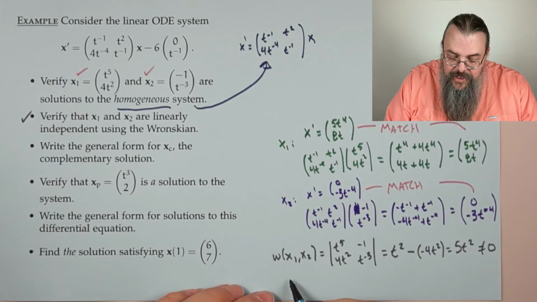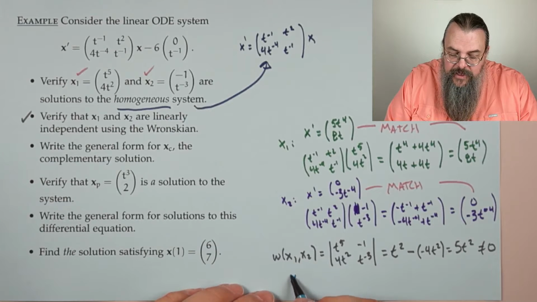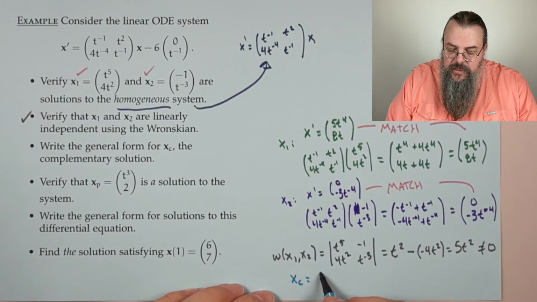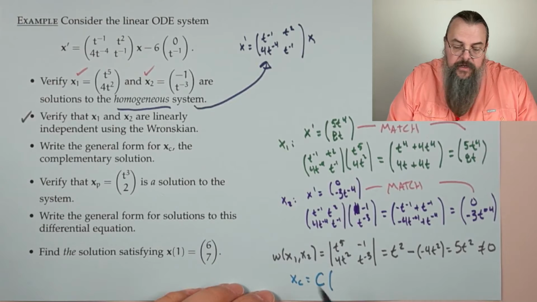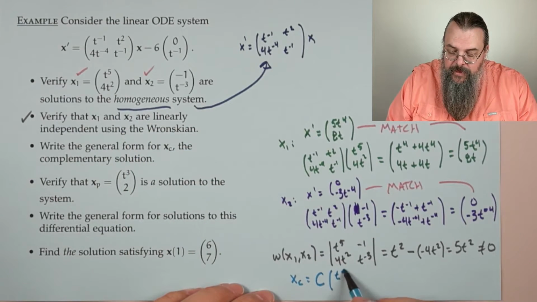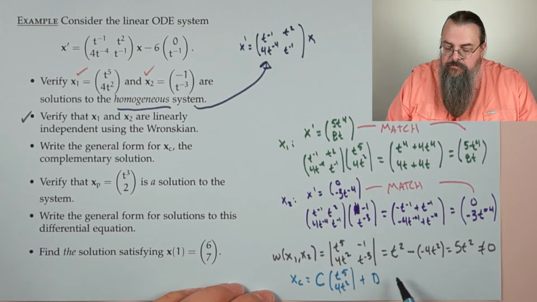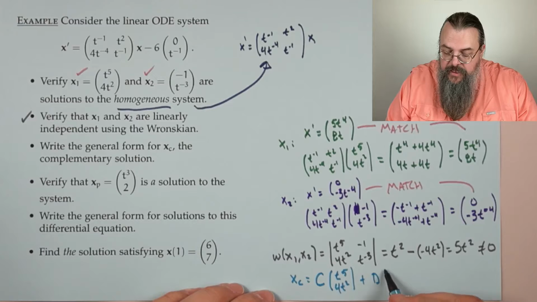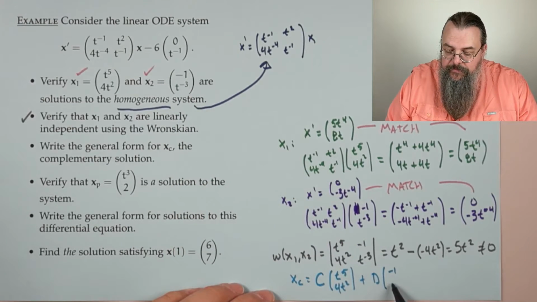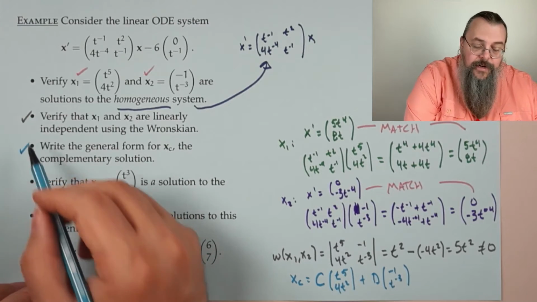So we could say, aha, our xc looks like some constant, and I'll use c, times the first function, and our first function is t to the fifth, 4t squared, plus some constant, again working through the alphabet, d, times our second function, minus 1, t to the minus 3. And there we go.